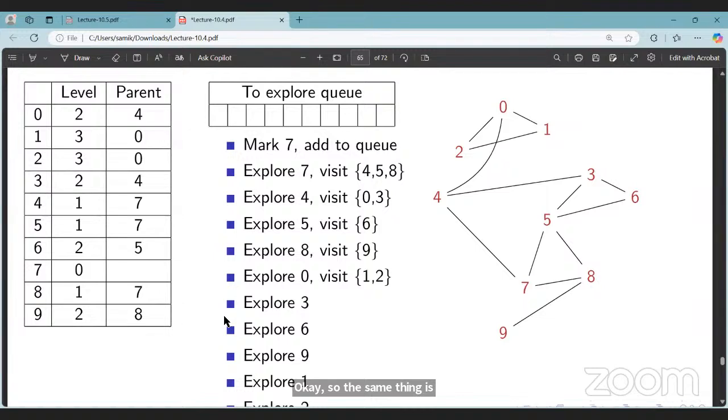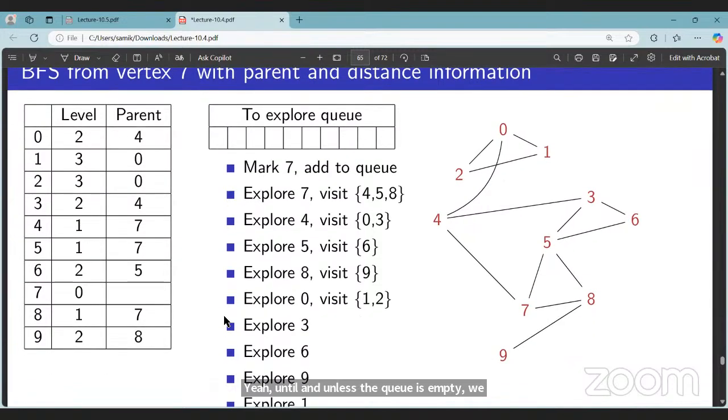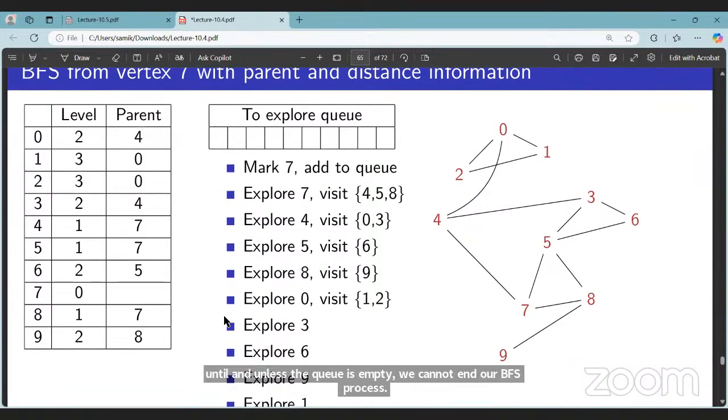Is there any doubt? Unless we visit all the vertices, we can't end that process. Until and unless the queue is empty, we cannot end our BFS process. That's the procedure; there is no way to end that process in between. One particular BFS scan will end only if the queue is empty.